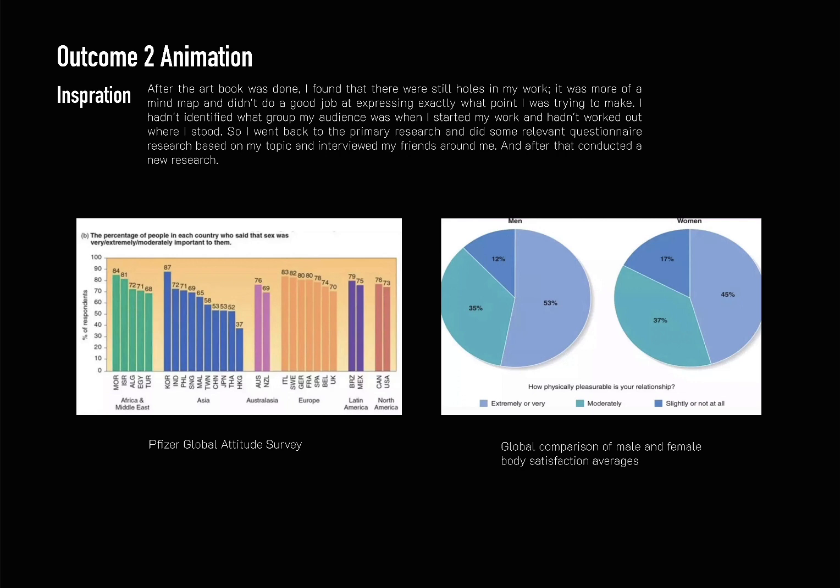After the art book was done, I found that there were still holes in my work. It was more of a mind map and didn't do a good job at expressing exactly what point I was trying to make. I hadn't identified who my audience was when I started my work, and hadn't worked out where I stood, so I went back to the primary research and did some relevant questionnaire research based on my topic and interviewed my friends around me, and after that, conducted new research.